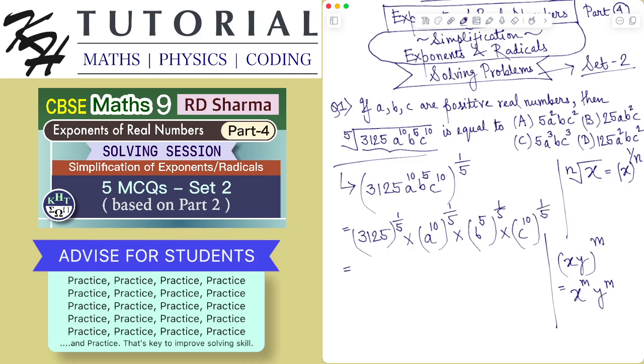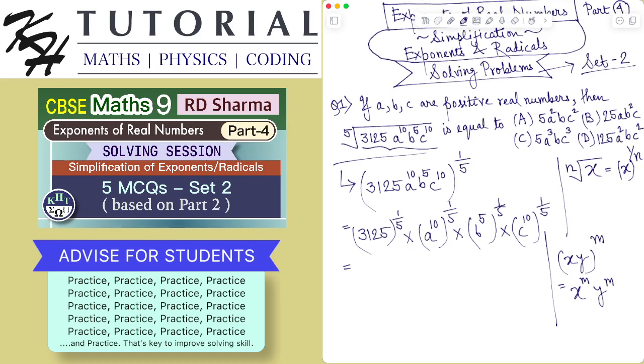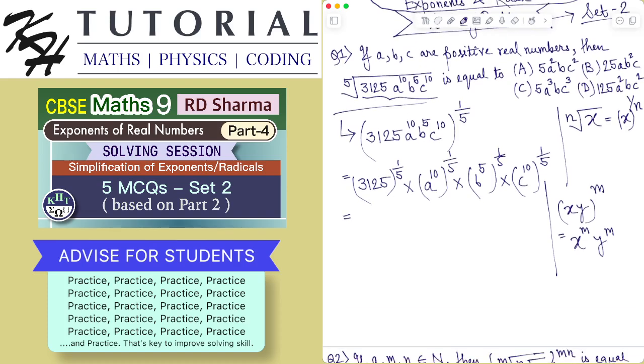Now 3125, this whole raised to the power 1 by 5. Clearly I have to express 3125 as a power of 5. In these situations I am very slow, but you have to be very fast in finding whose power of 5 will give you 3125. So I will straight away do prime factorization. 3125 is 625 times 5.